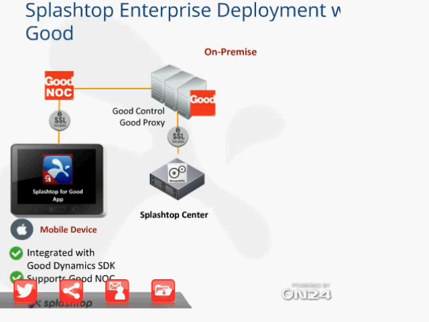So let's look at the architecture real quickly here. In the bottom left-hand side, we're showing you a tablet, and it's got the Splashtop for Good application on it. It's been integrated with the Good Dynamics SDK, and all the traffic is going to go through the Good NOC. And so it's all a highly secure environment. And on-premise, you can see on this screen that we also have Splashtop Center. So this is an on-premise product. We're going to provide you a piece of software that you're going to put on a Windows Server or Windows 7 and Windows 8 environment. You're going to install that within your enterprise.